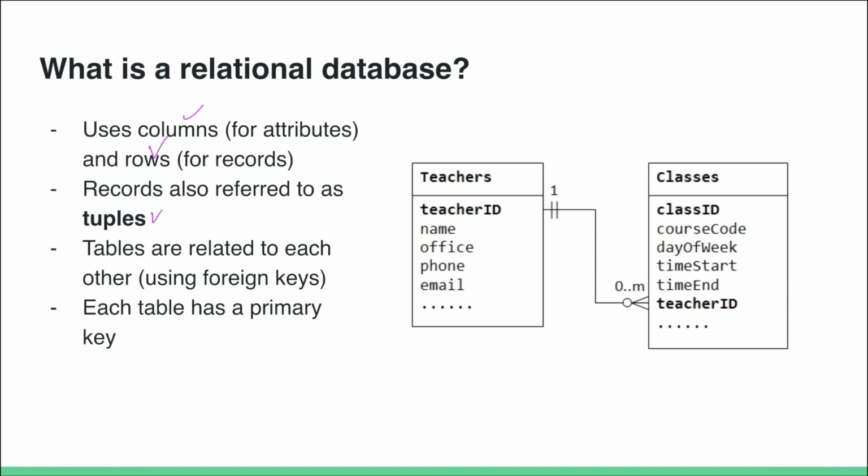And you will often see this term on the IB exam in place of records or rows. Tables are related to each other using foreign keys, and each table has a primary key. So we described a database at the beginning of this video, and that is a relational database. Now there are other types of databases, particularly object-oriented databases, which if you're doing HL, we'll talk about later on.